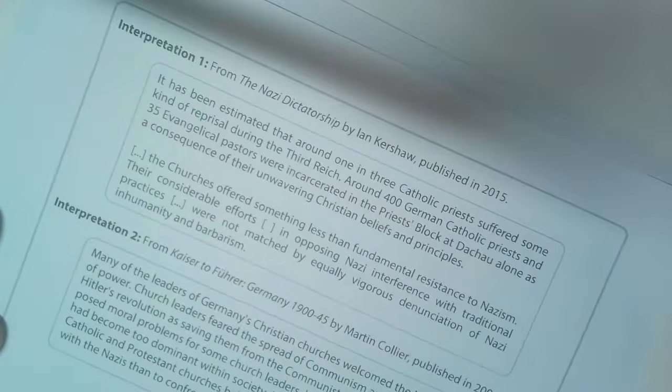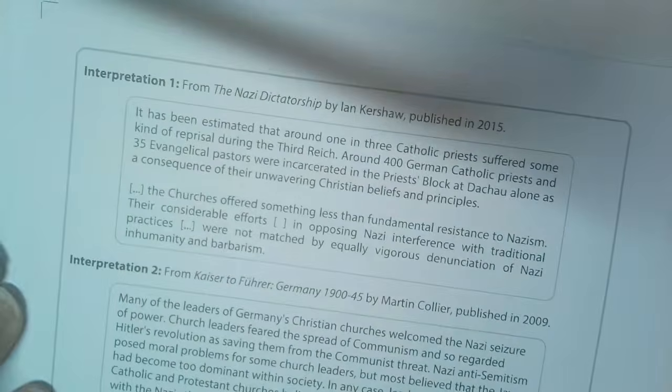Let's start off by looking at interpretation 1. Okay, so interpretation 1.